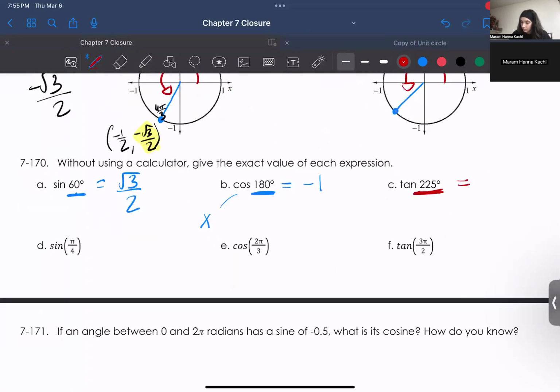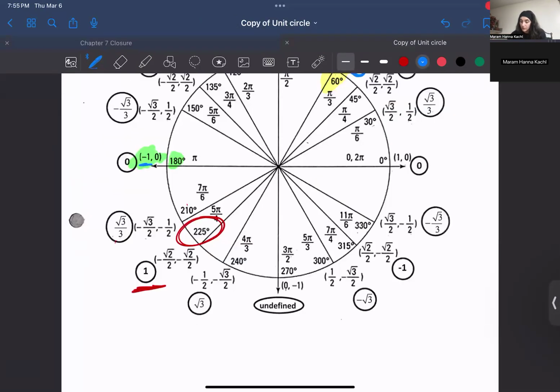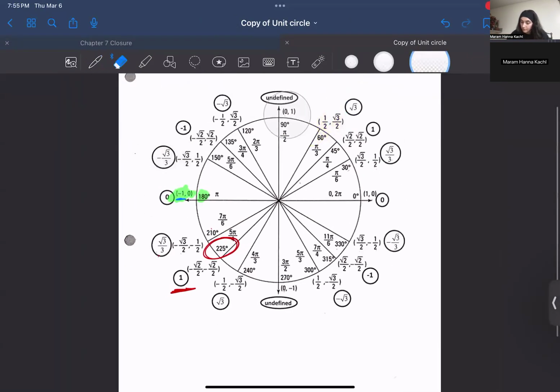So equals 1. The bottom ones are the same exact thing, except this time, instead of looking for that degree, you just have to look for that radian. But same exact steps. Start by looking for pi over 4. So go to that unit circle and find pi over 4.